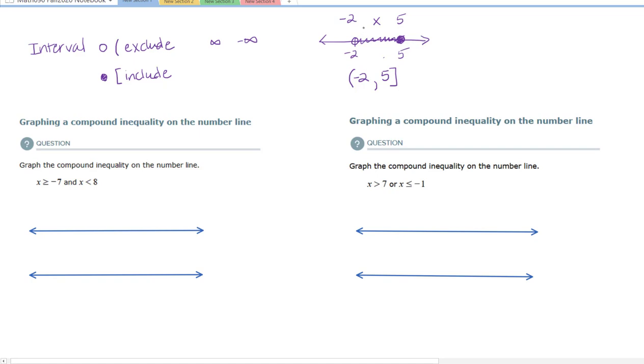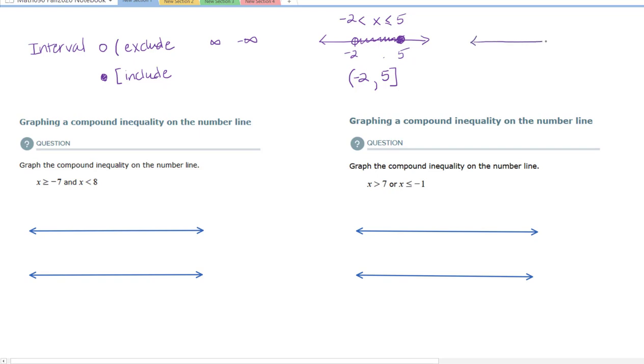To show that -2 is not included, I would just use a simple less than. But for 5, I would need to use a less than or equal to show that I do want to include the 5. So this is called a three-part inequality, and it's saying that x is between -2 and 5, including 5.